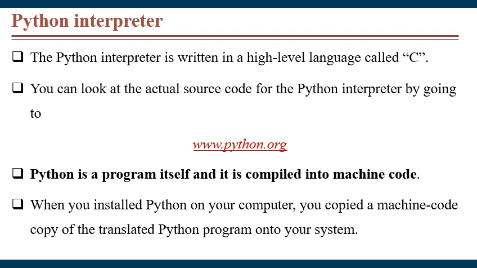Python is a program itself and it is compiled into machine code. ما ننساش إن البايثون in itself it is a program and it has to be compiled into a machine code to be understandable for the machine. When you install the Python on your computer, you copy the machine code copy of the translated Python program into your system. لما حصل وعملنا installation للبايثون على الكمبيوتر، اللي حصل ان احنا عملنا copy من الماشين كود of the translated Python program وحطينا الكوبي دي على السيستم الخاص بالجهاز بتاعنا.